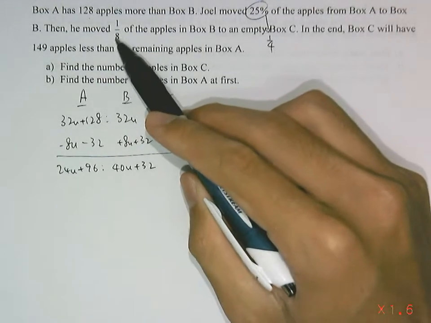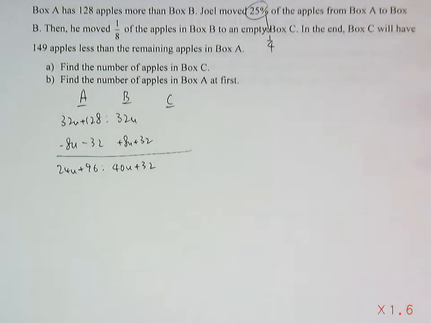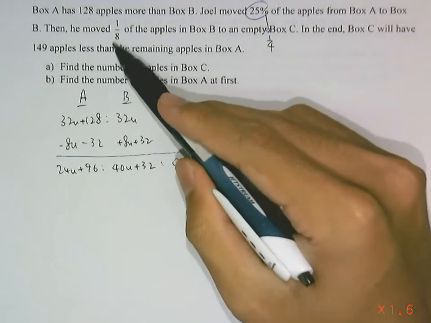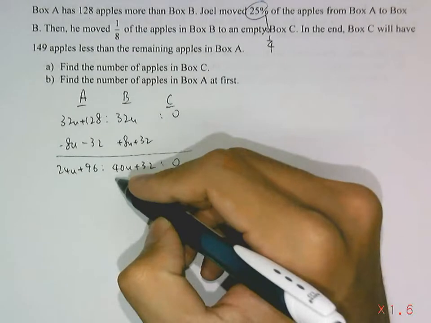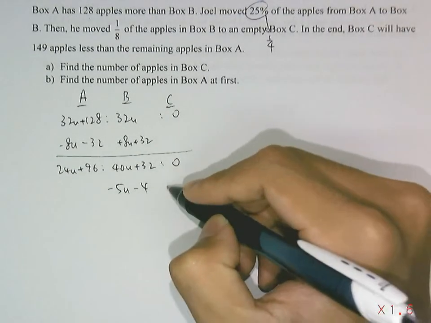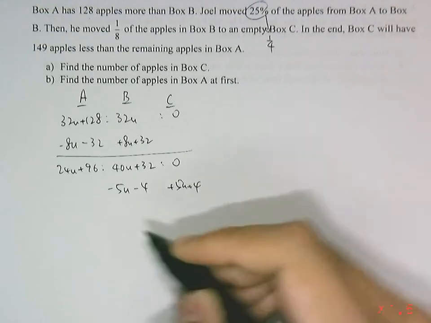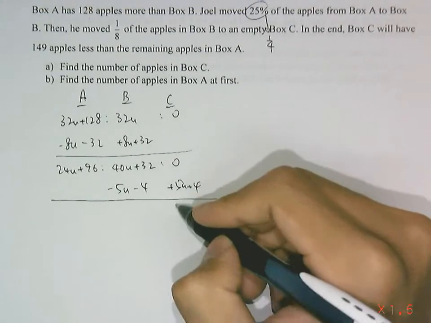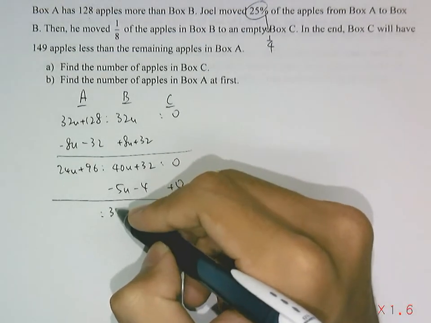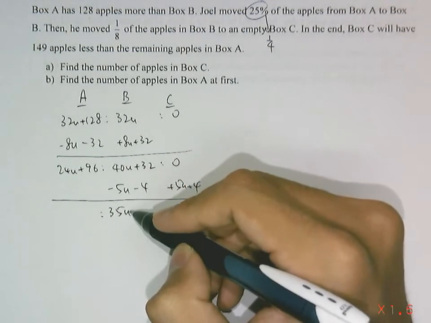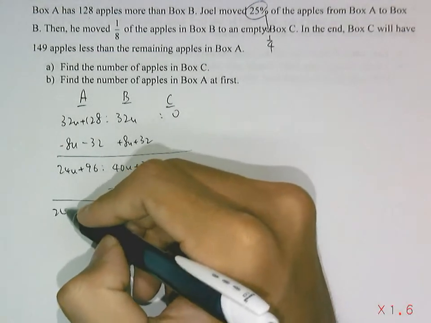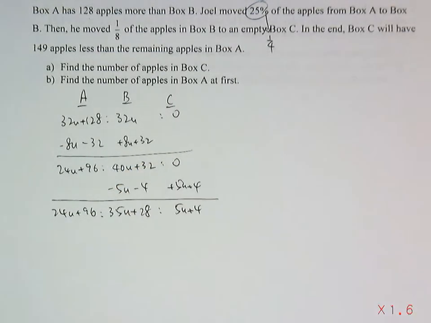Subsequently, he moved 1/8 of the apples in box B to an empty box C. So C started out as 0 and took out 1/8 of box B. So 1/8 of 40 units would be 5 units, 1/8 of 32 would be 4, and this transfers into box C, so that C now has 5 units plus 4, whereas B has a remainder of 35 units plus 28, and A did not change, so it will remain as 24 units plus 96.